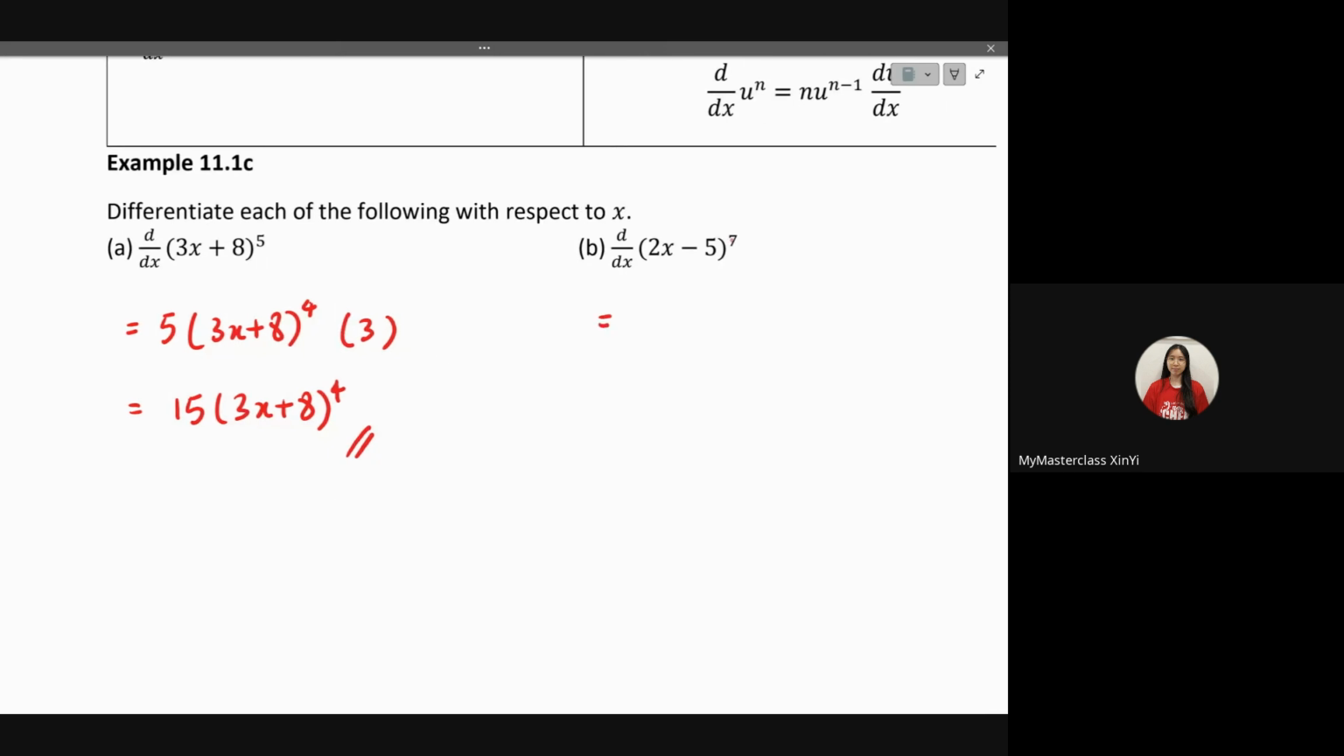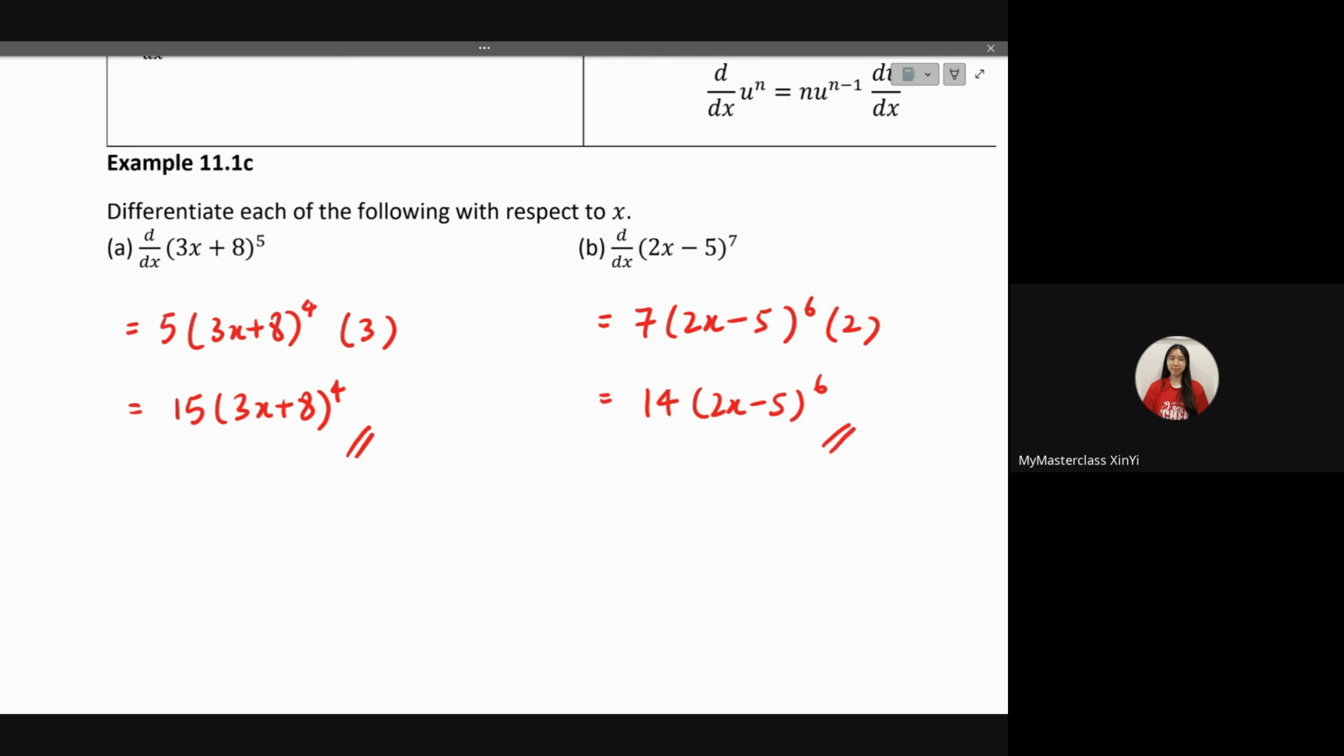Okay? So same thing, this one is chain rule as well. This one, I bring down the power first, reduce the power by 1. I multiply by the differential of the inside, which is 2. Okay? Then you simplify, you get 14 times (2x minus 5) to the power of 6. That's it.